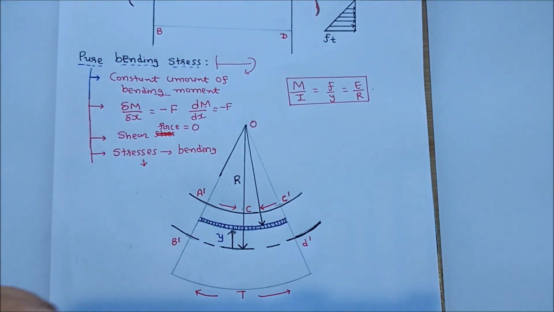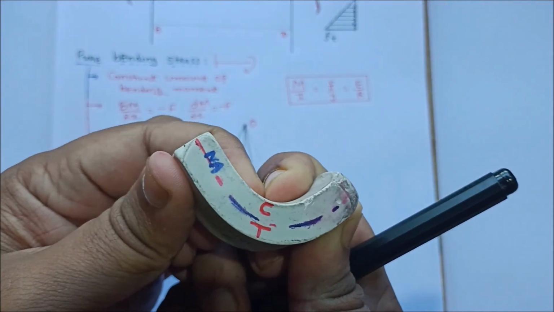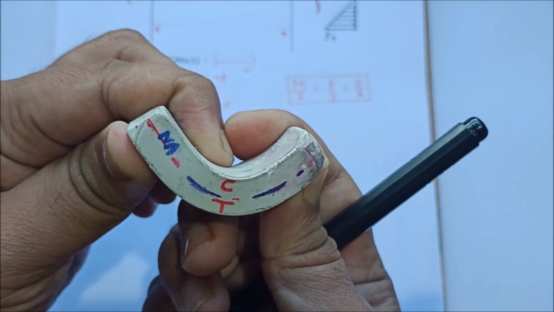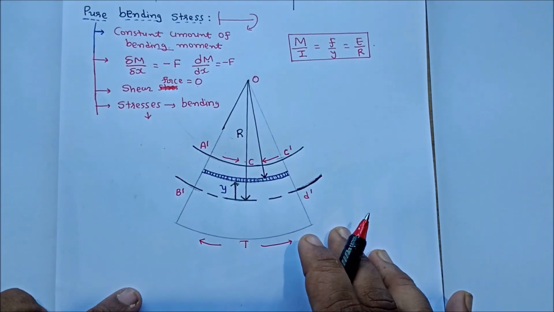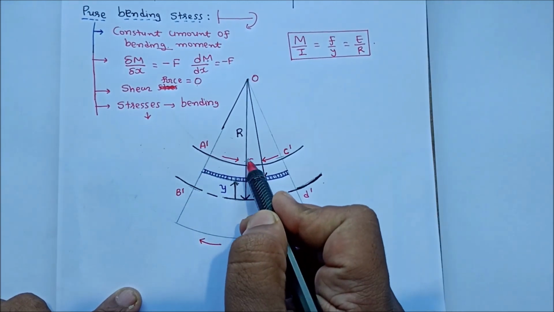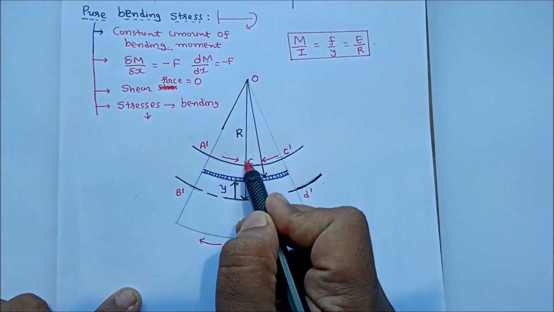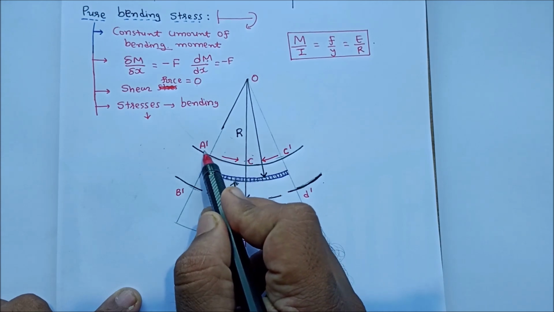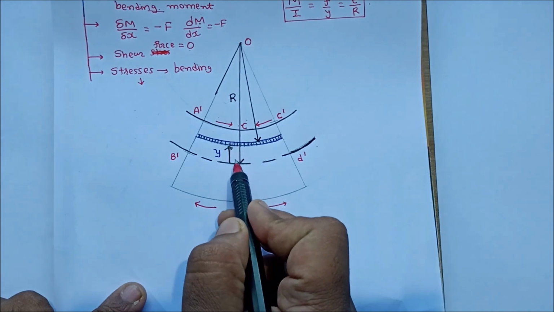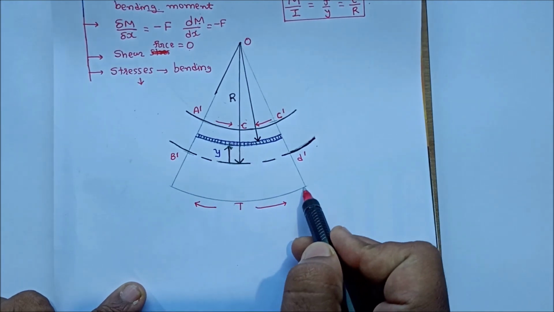So here we consider sagging bending moment. We already discussed that in sagging bending moment, stresses above the neutral axis are compressive and stresses below the neutral axis are tensile. Here is the neutral axis. Stresses above the neutral axis are compressive, so there is a decrease in length, and stresses below the neutral axis are tensile.